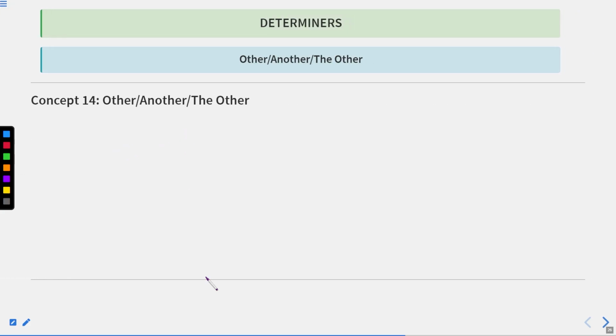Now we'll discuss other concepts, that is concept number 14, where we will discuss the words other, another, and the other.